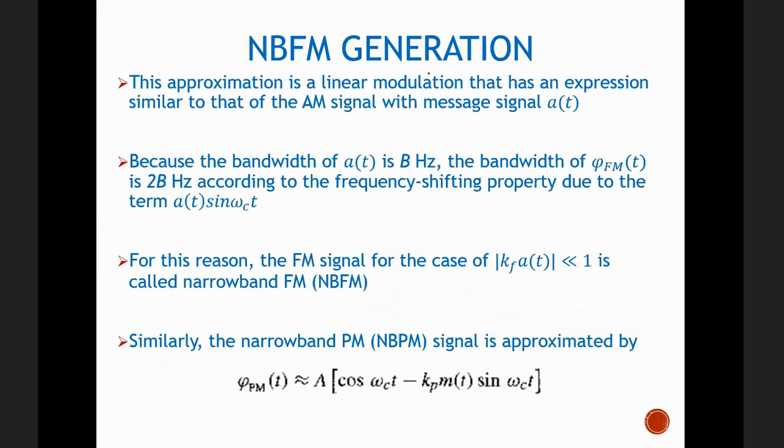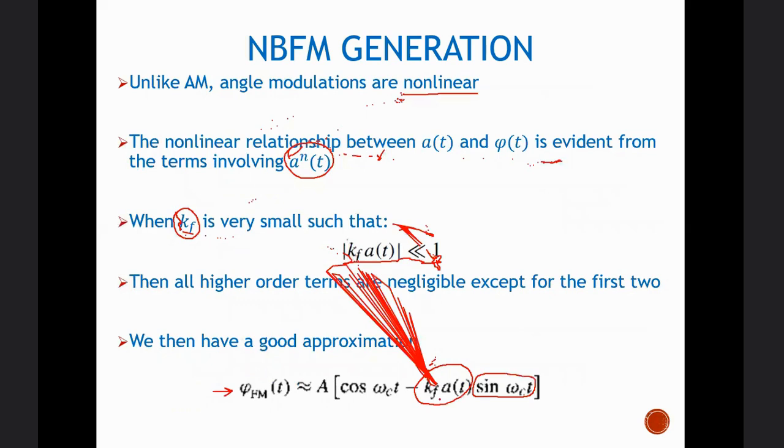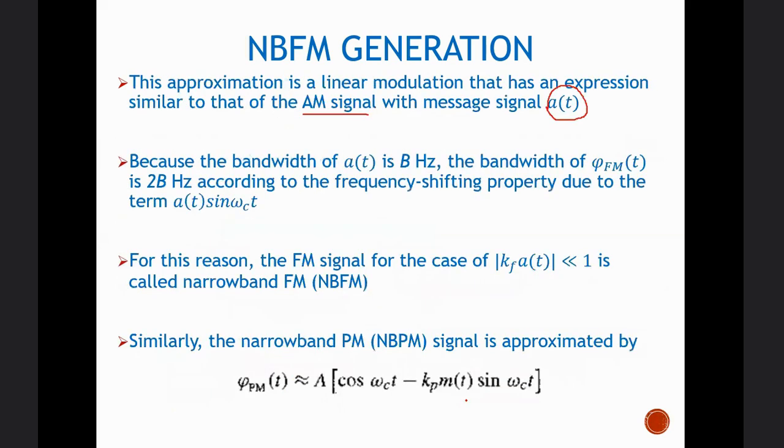So this approximation is a linear modulation that has an expression similar to that of an AM signal with message A(t). It has a bandwidth that is dependent upon A(t), so it looks like a full AM signal. Because the bandwidth of A(t) is B, as we discussed previously, the bandwidth of the FM signal would be 2B.